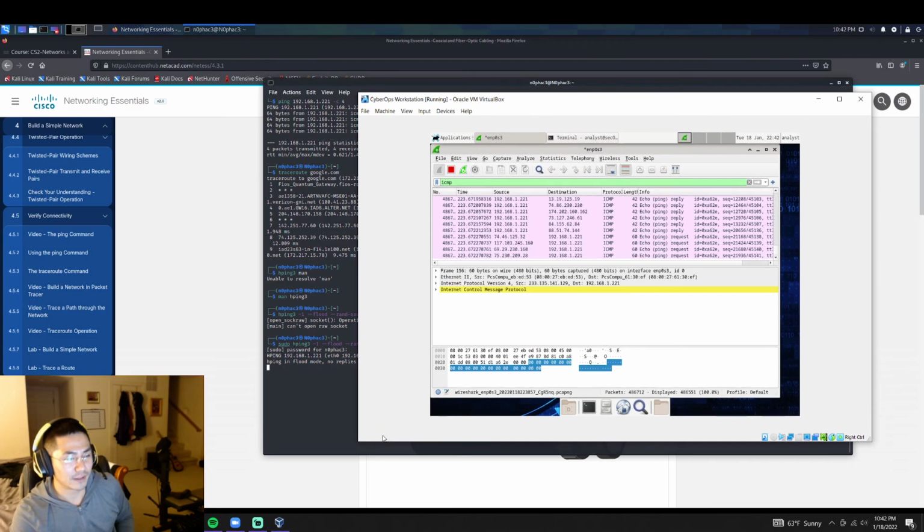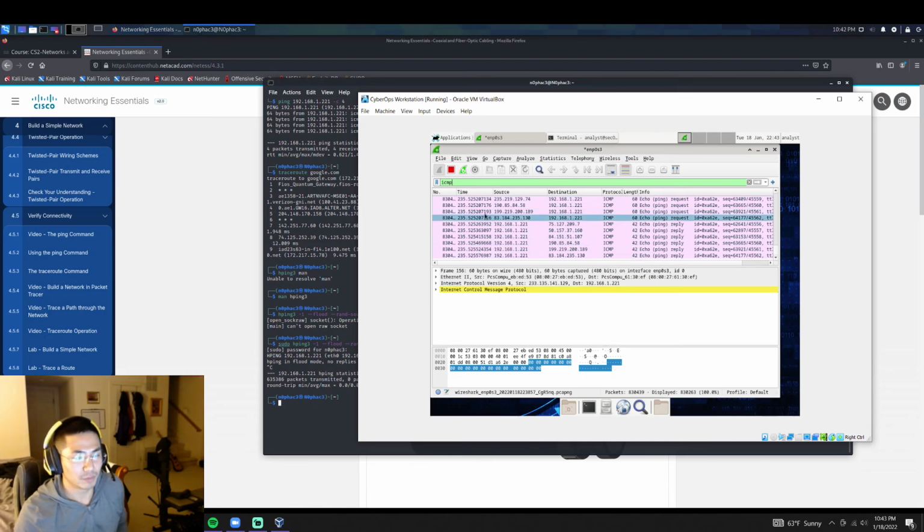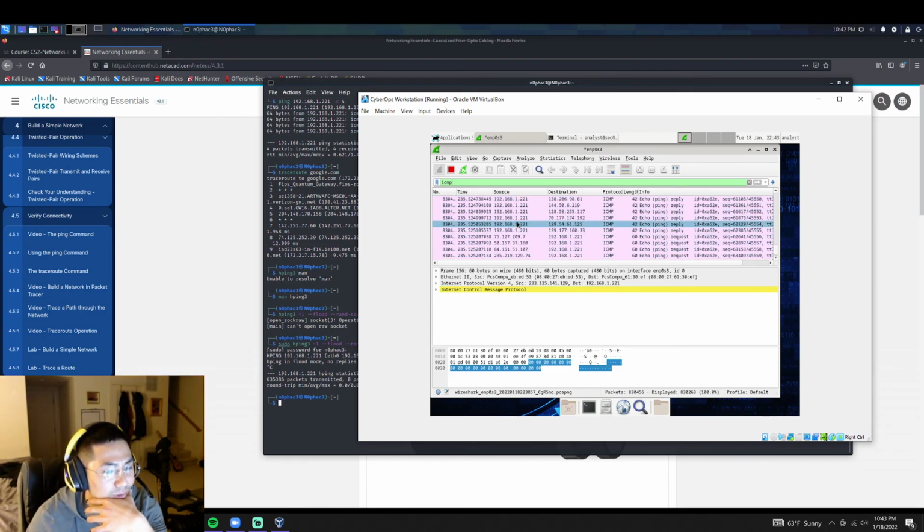Let me stop it real quick. Different source ports, I think you can specify that. I'm not entirely sure if it's using different source ports. We can see inside the packet real quick. It's pretty funny, look at all these different IP addresses.